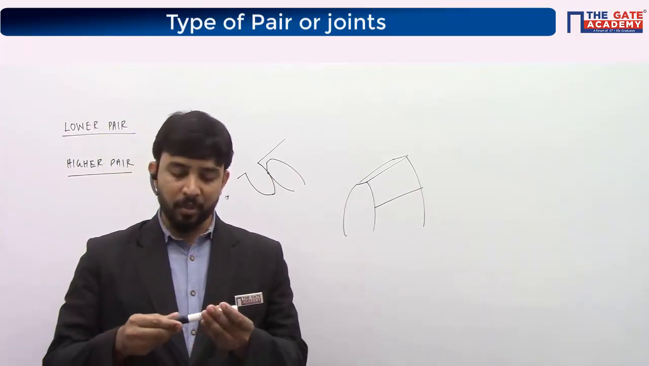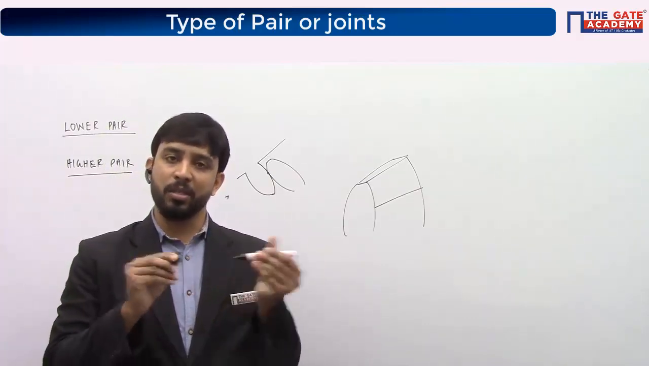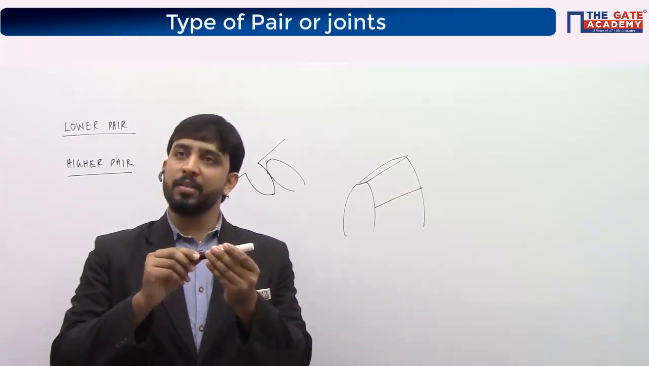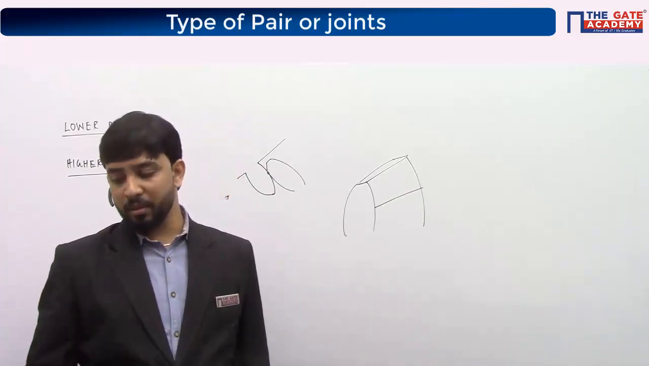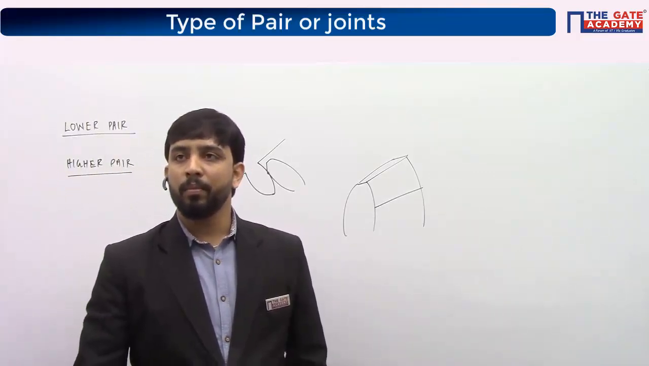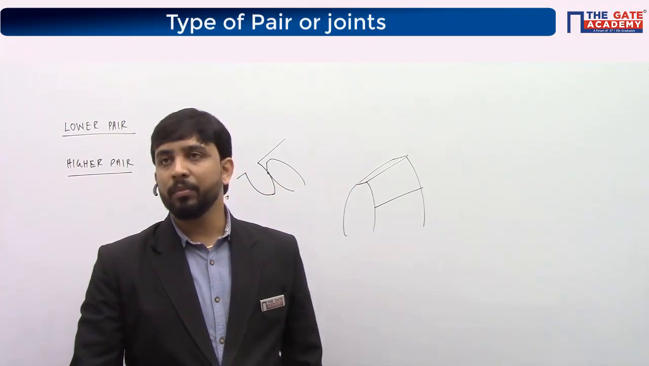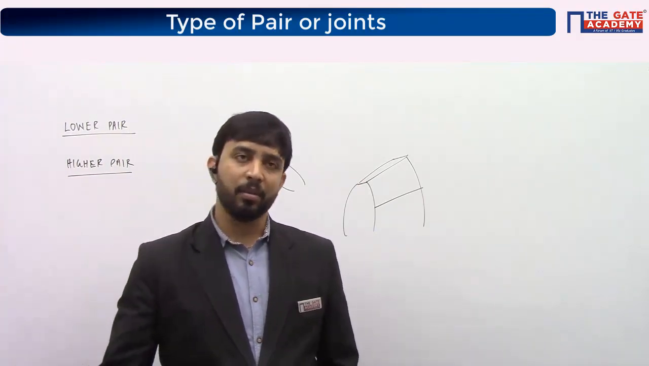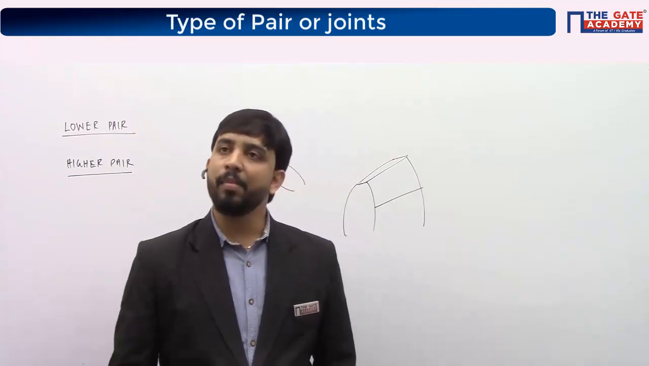Cap and pen, you can say it's a turning pair. The relative motion is pure turning, okay? It's a turning pair, and I say it's a lower pair, okay? Yeah, Krishna, it's a lower pair. Pen and cap.